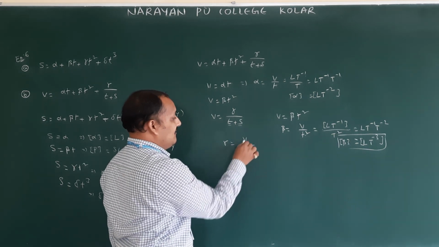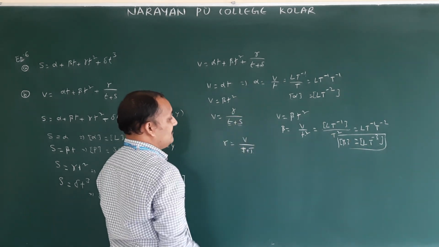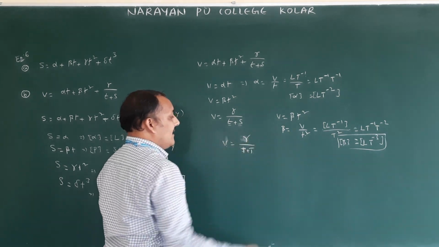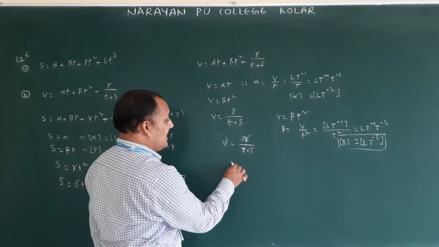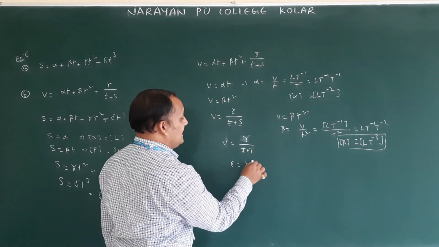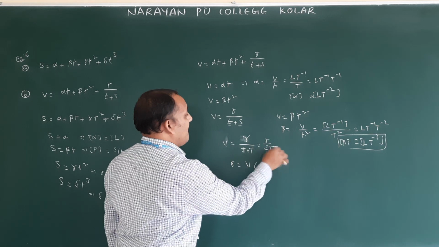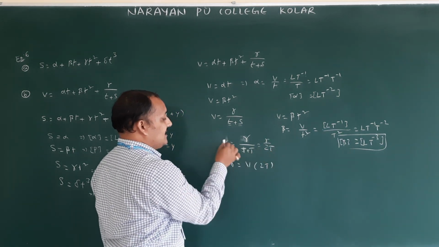T plus then V gamma dimension formula. This is V is equal to gamma by T plus T. Then gamma is equal to V. T plus T means 2T. This 2T is coming here. Gamma by 2T. This 2T is coming here.